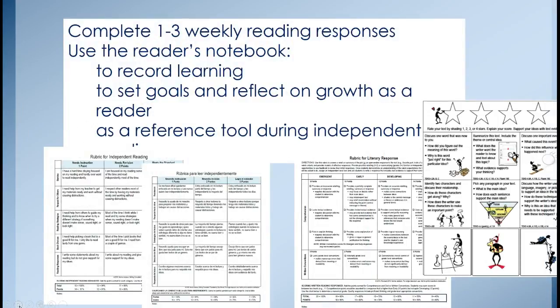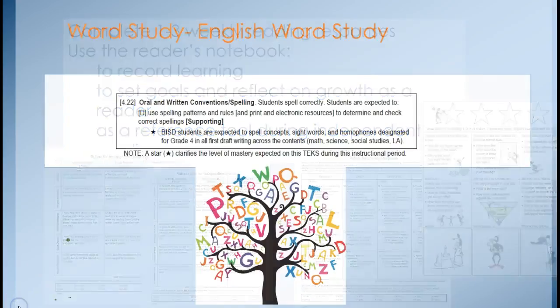All right, so once again, we still want them to complete 1 to 3 weekly reading responses using that reader's notebook to record their learning. And remember that you have a rubric that you can get a grade off of. And then you have your tic-tac-toe, which you're not limited to. It just gives you an idea about what you need to do. If you need some help with reading responses, you can shoot me an email, and I'll be glad to give you some other ways to do reading responses with your kids. And remember, you can get a grade for the independent reading rubric. This time of year would be a great way for them to really think about their reading and what they're doing as an independent reader.